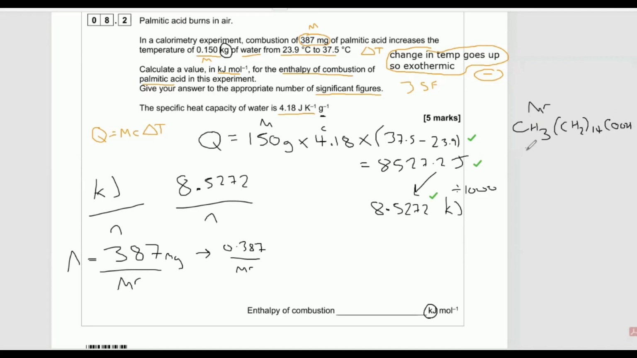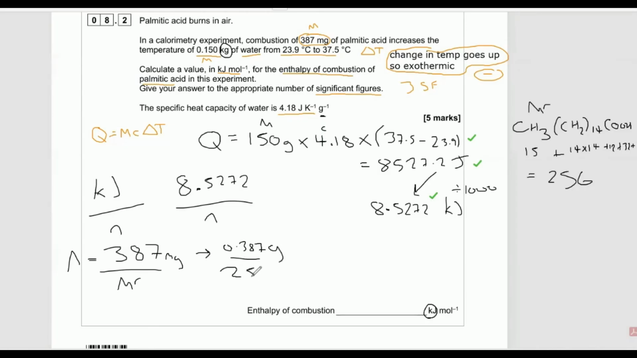So how do we work out the Mr of palmitic acid? Well, CH3, that's about 15: 12 for the carbon, 3 for the hydrogens. Then I've got CH2, that's 14: 2 for the hydrogens, 12 for the carbon. I've got to times that by 14, so 14 times 14. And then I need COOH, so that's 12 plus 32 for the 2 O's, and another one for the hydrogen. And you're going to get a total of 256.